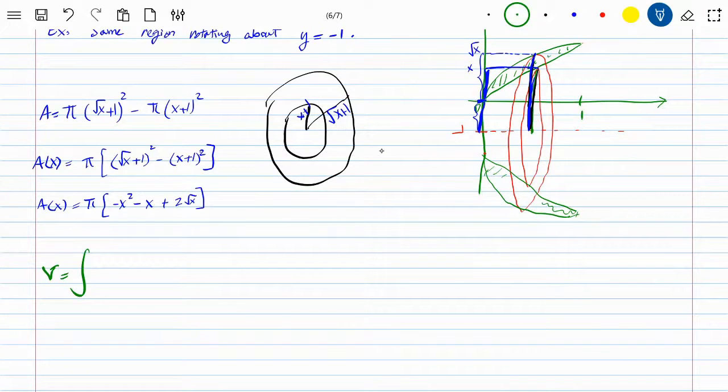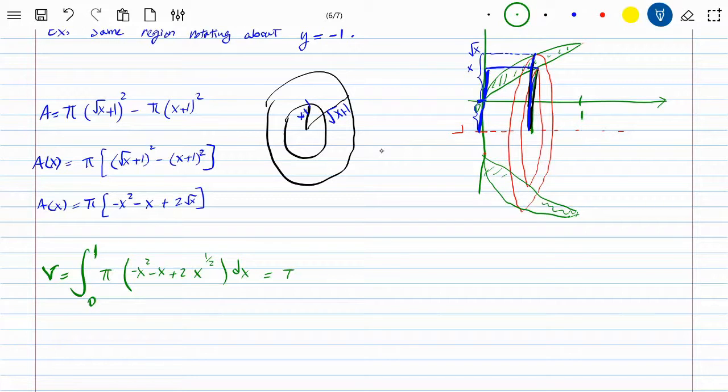The volume would be the integral from 0 to 1. These are the boundaries. Pi times negative x squared minus x plus 2. Instead of x square root of x, I write x to the power 1/2 dx.